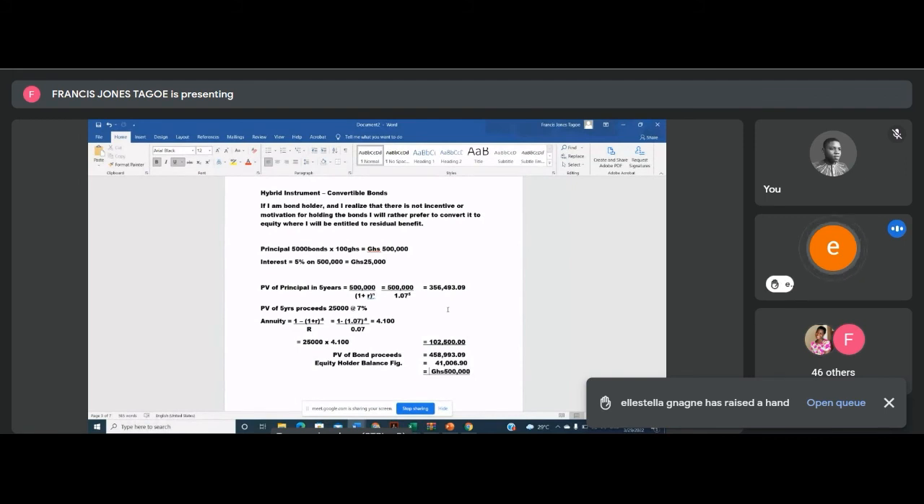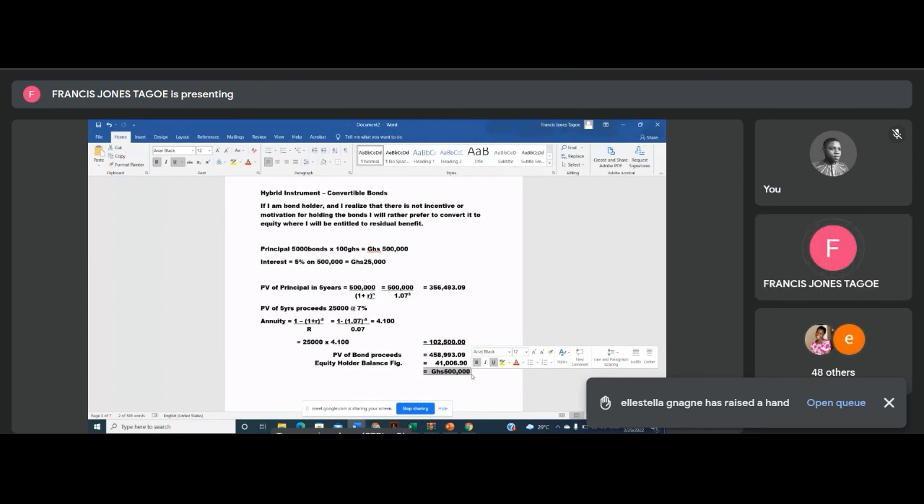Sir, assuming we checked the difference and the amount was higher than the principal amount, does it mean it's an option for us to convert it into equity? If the bond proceeds were even the same as 500,000, it means there's a break even, and there's an option to advise them to hold on to the bond and not convert it. Okay, so the key term is to hold on to it and not convert it.